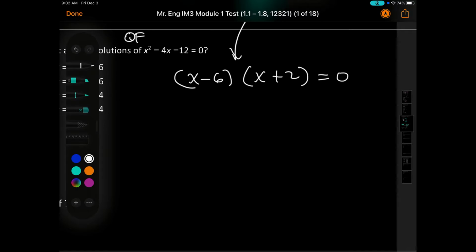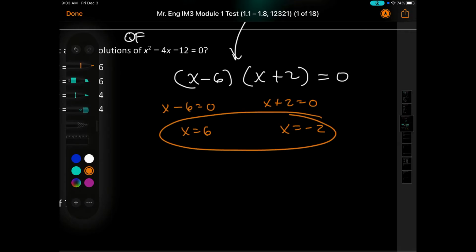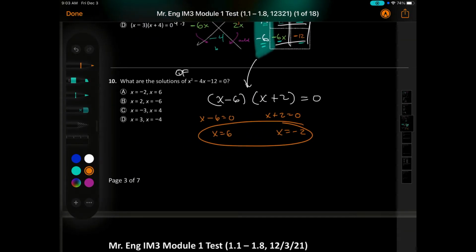Something times something equals 0. That means one of these has to be 0. So what we do is we set both of them equal to 0. Add 6 to both sides. X is equal to 6 and x equals negative 2. And that'll be choice A.